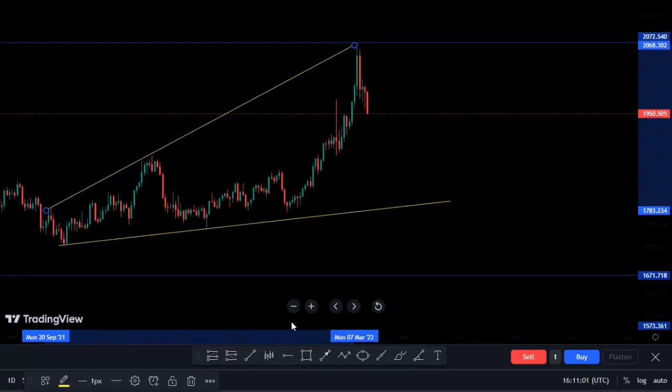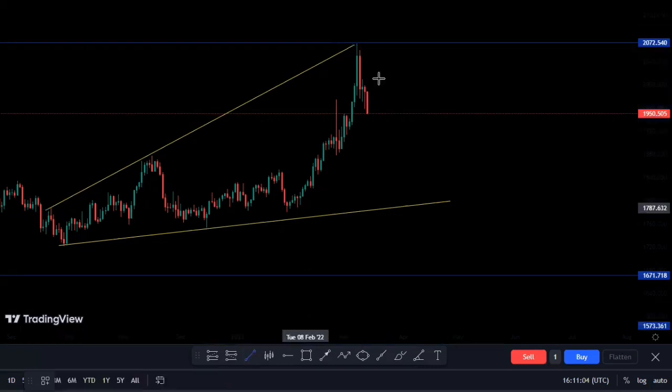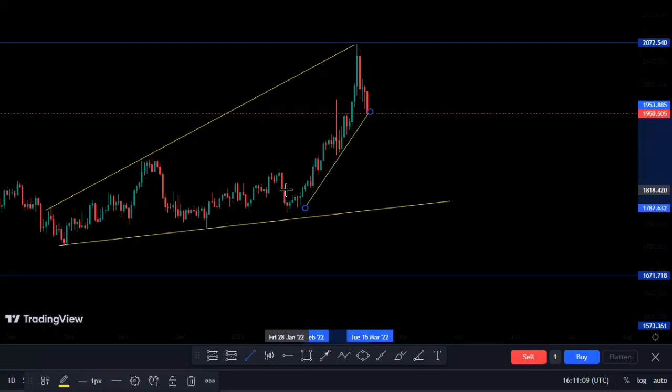Then from here, we are having a structure that is an uptrend.